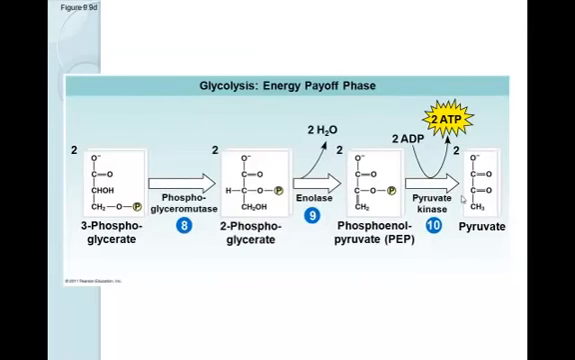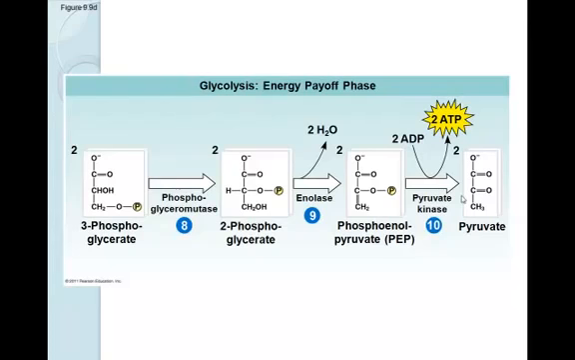We're nearly finished with glycolysis. After we form 3-phosphoglycerate, we can rearrange it to form 2-phosphoglycerate. Step 9 takes a water molecule away and forms phosphoenol pyruvate, or PEP for short. PEP is a very peppy molecule, and it can give its phosphate to ADP to form ATP in a substrate phosphorylation step. And this leaves us with our final product, pyruvate.